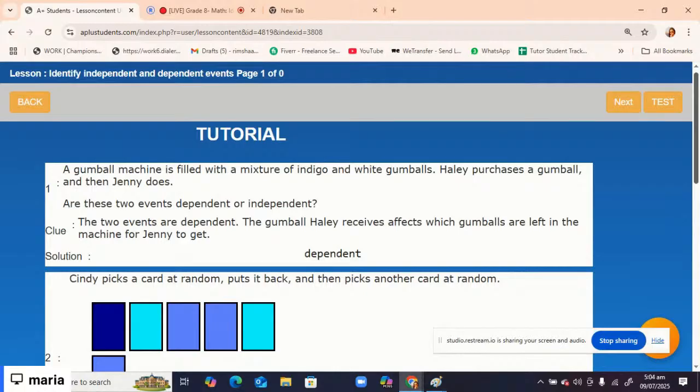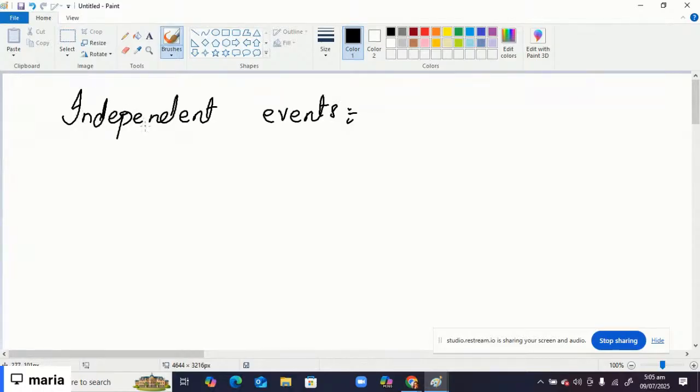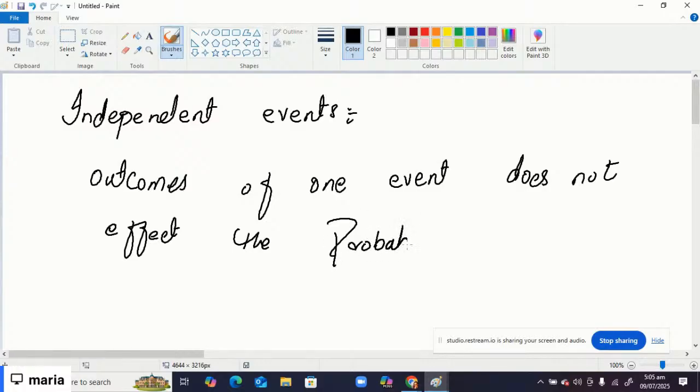Independent events are those where the outcome of one event does not affect the probability of another event. That means I'm going to write it down here. Independent events, in which the outcome of one event does not affect the probability of the other event.